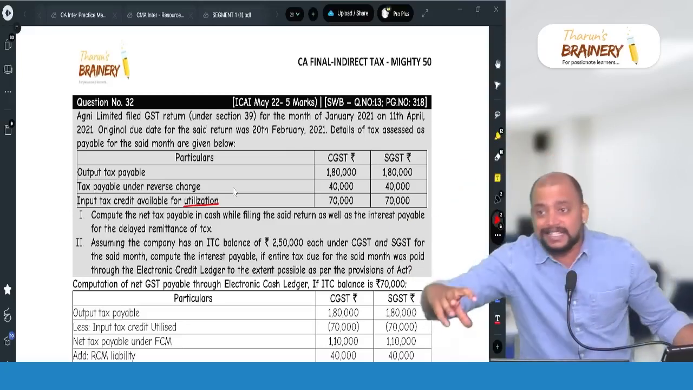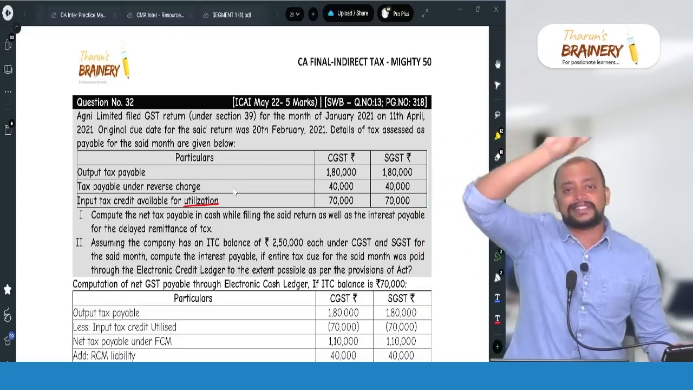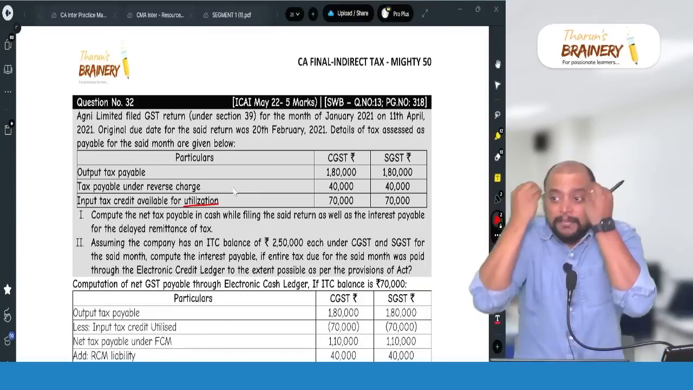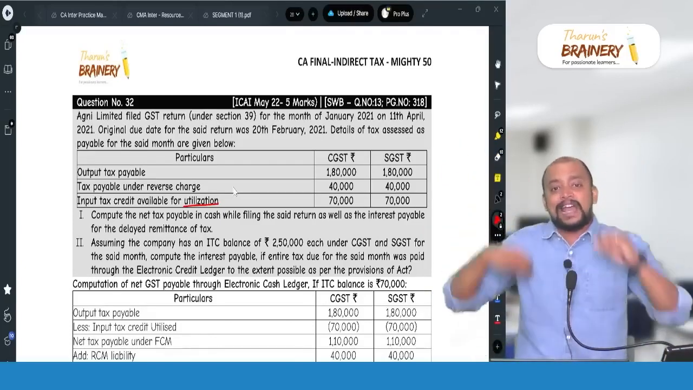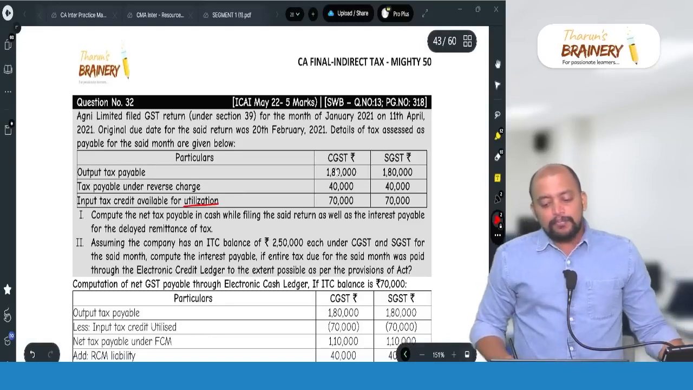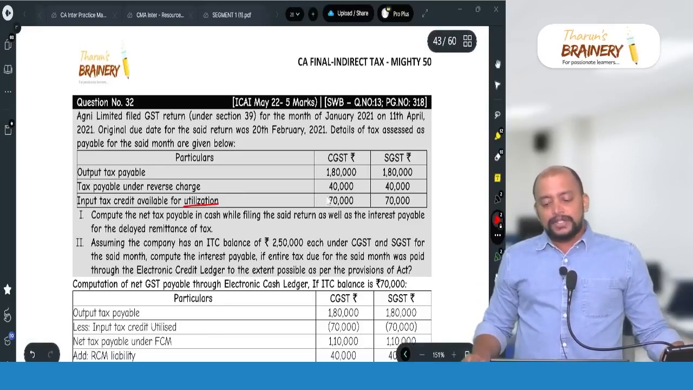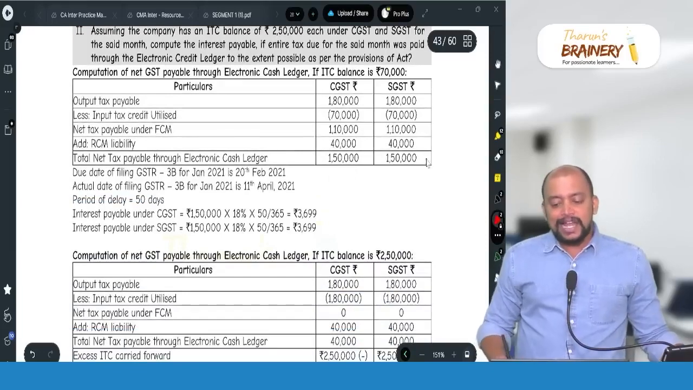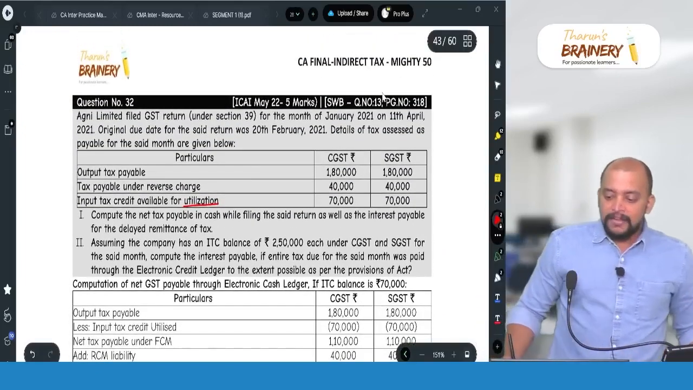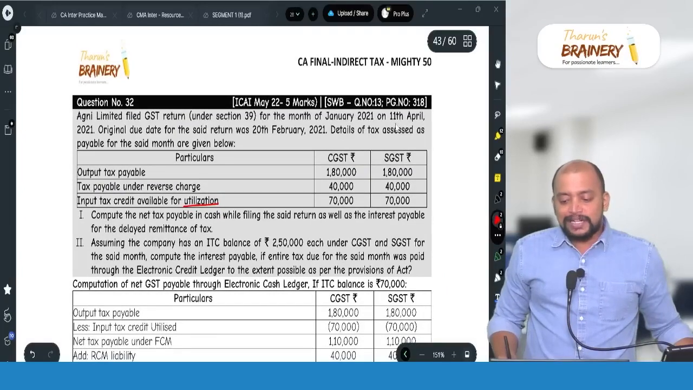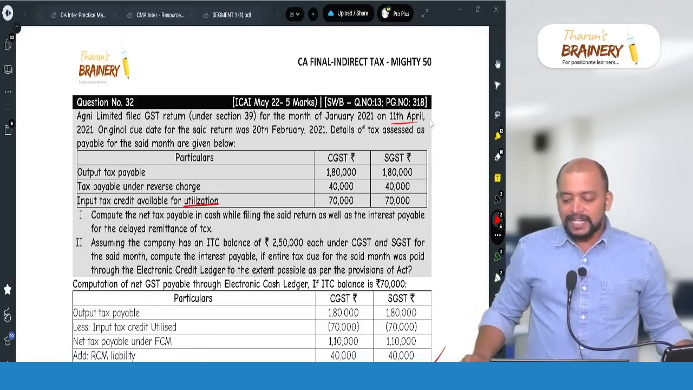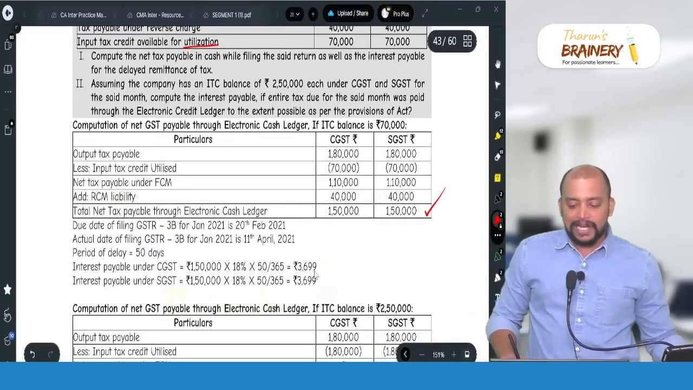ITC availed minus ITC reversed. In that ITC availed, even GST and RCM is there, and minus reversal, so remaining utilizable is the final number. In that 70,000, 40,000 is already there, so don't add it again. You got it? So therefore 1,80,000 minus 70,000 plus 40,000, so 1,50,000 will be taken as the net liability. And on that net liability, interest will be computed from 21st February till 11th April. So February 8 days, March 31 days, April 11 days, that is 50 days. For 50 days, we need to compute the interest.